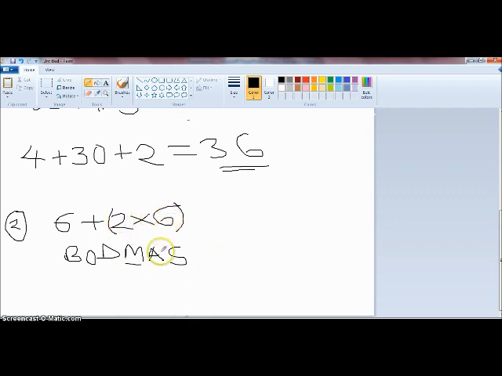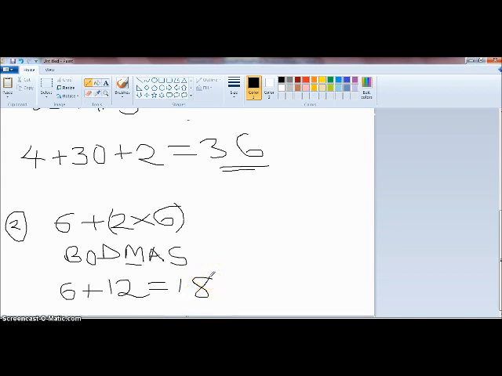So 2 times 6 is 12. And that means what I have now is 6 plus 12. And so you only have addition now, and you go ahead and find what is the answer for 6 plus 12, and that should give you 18.